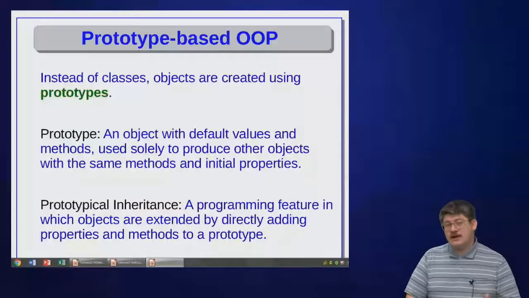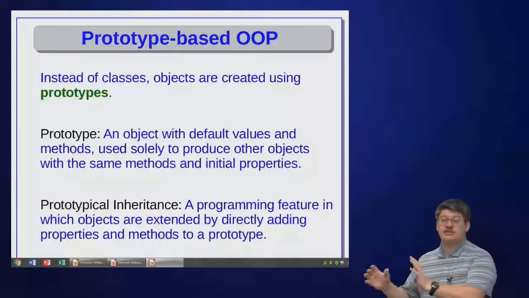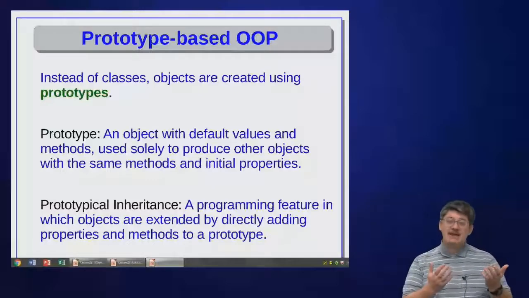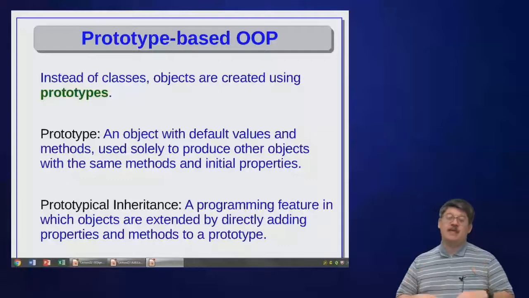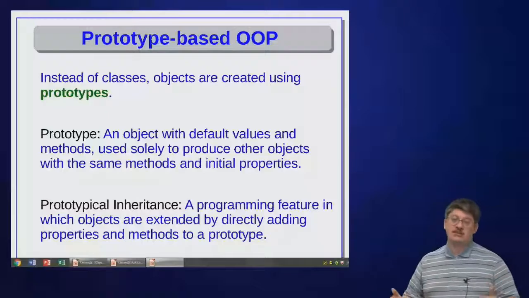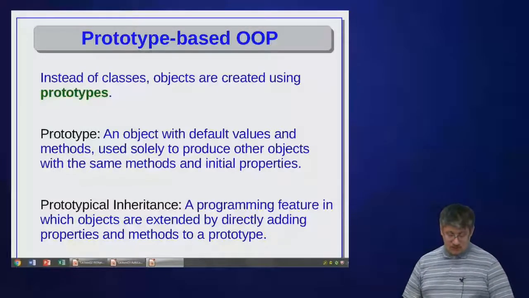We also have inheritance, but because we don't have classes, it looks very different. Instead of having a class inherit from another class and then creating objects of the new class, we take a prototype and we add methods to it and we add properties to it to create a new prototype. And then we use the new prototype and we make copies of the new prototype to create objects that inherit from the old prototype. So this is how JavaScript works.